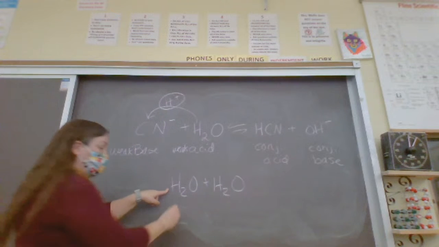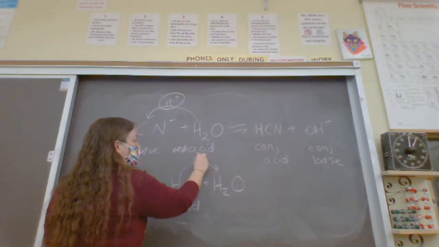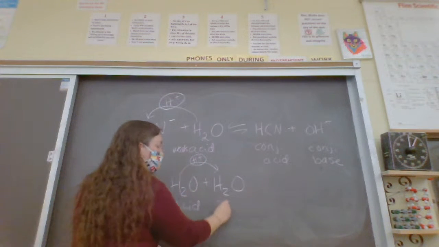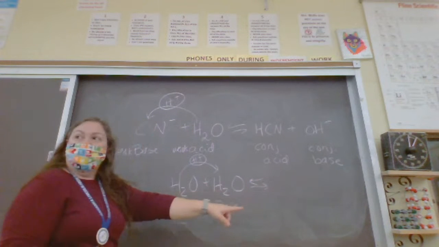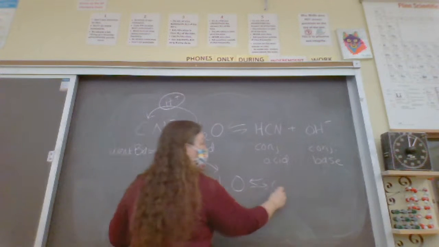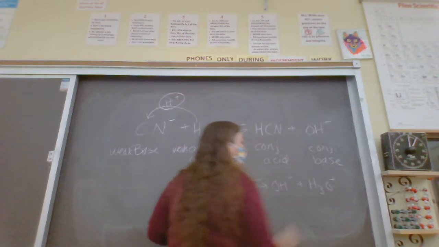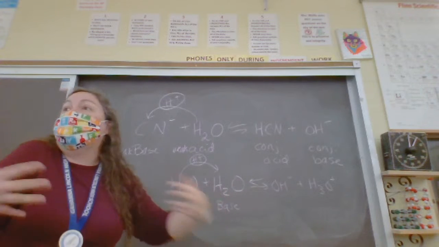So let's pretend that this one acts like an acid. He's going to lose his H positive, and this guy is going to gain it, so it will be the base, right? So what will I end up with on the other side? I will end up with OH negative and H3O positive. Water does this on its own, spontaneously. Isn't that weird? So water can act like an acid or a base with itself.